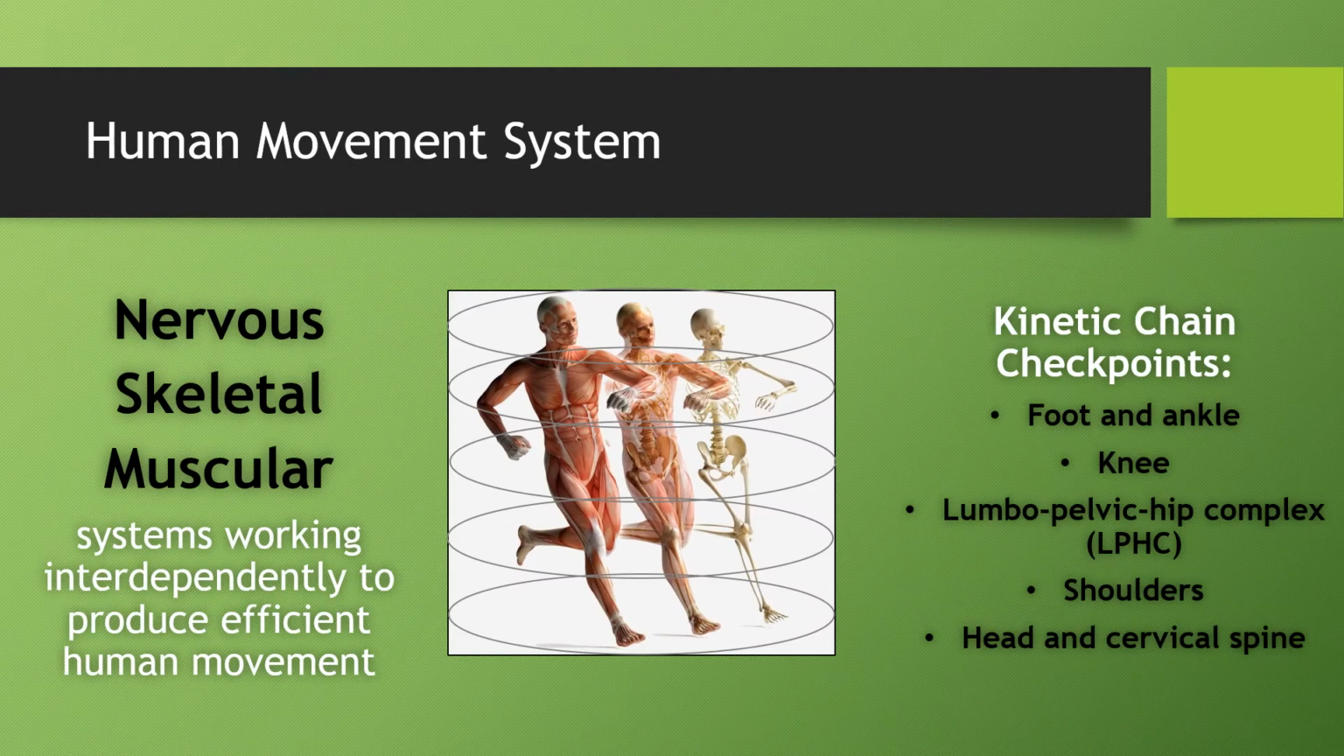So we'll begin by discussing the human movement system. The nervous, skeletal, and muscular systems are all considered parts of the human movement system. These systems work interdependently to produce efficient human movement. The human movement system is also sometimes referred to as the kinetic chain. The checkpoints of the kinetic chain include the foot and ankle, the knee, the lumbopelvic hip complex, the shoulders, and the head and cervical spine.